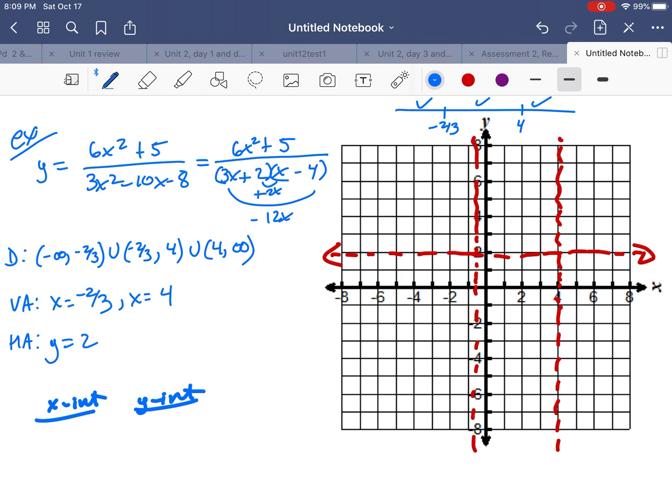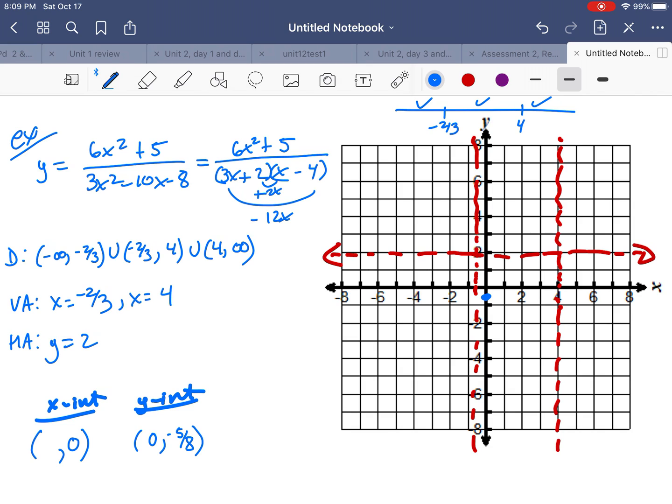So my x-intercept and my y-intercept. Remember, my x-intercept is when y equals 0, and my y-intercept is when x equals 0. When x equals 0, that's easy to do. I'm just going to pretend all these x's are gone because they're all zeros. So there's my 2 numbers, 5 over negative 8, so I'm going to get negative 5/8. So 0, negative 5/8 is right down here.